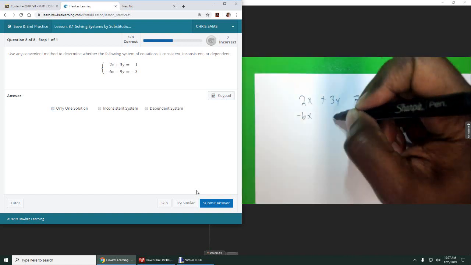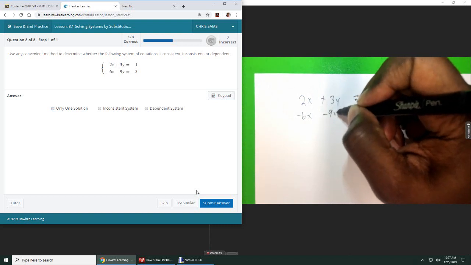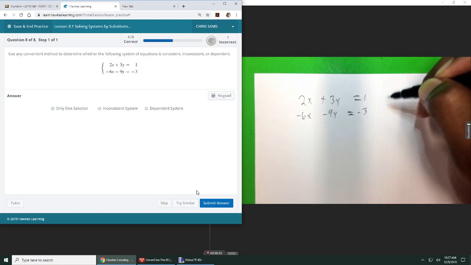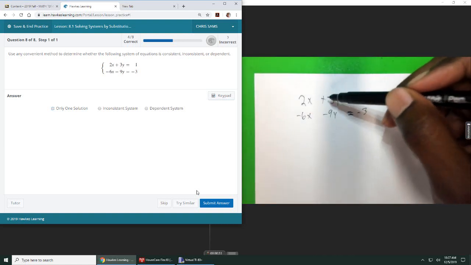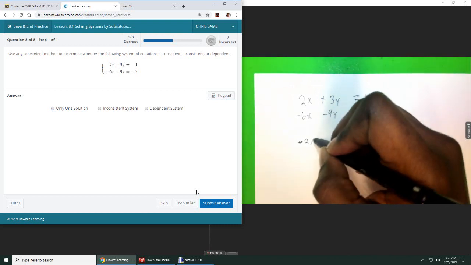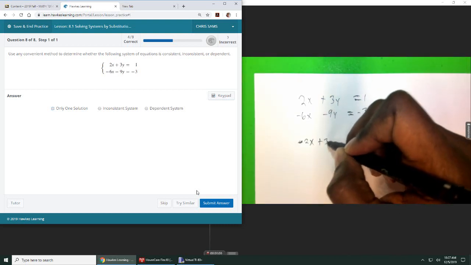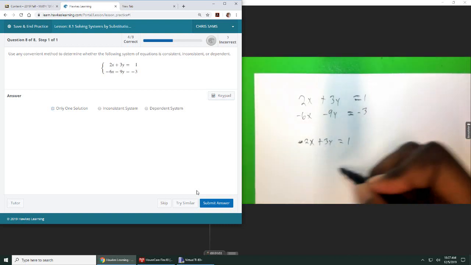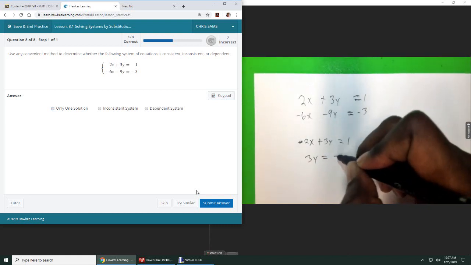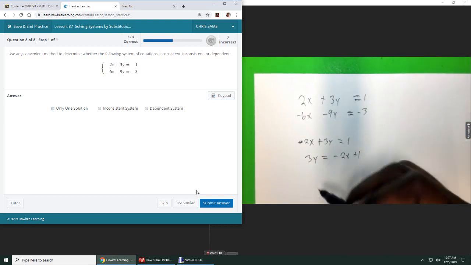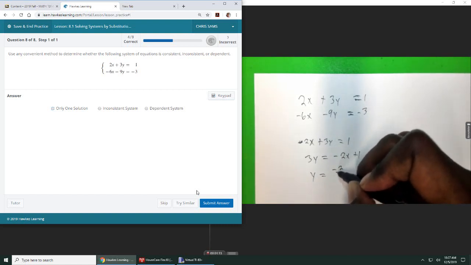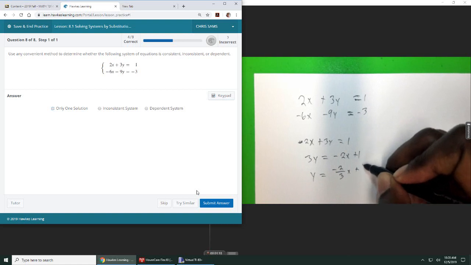So negative 6x minus 9y equals negative 3. And then, okay, we're going to take this first equation, we're going to solve for y. Okay, so I have 2x plus 3y equals 1. Now, when I move x over, it will become negative. So 3y equals negative 2x plus 1, and then divide by 3, and we end up with y equals negative 2 divided by 3x plus 1 over 3.